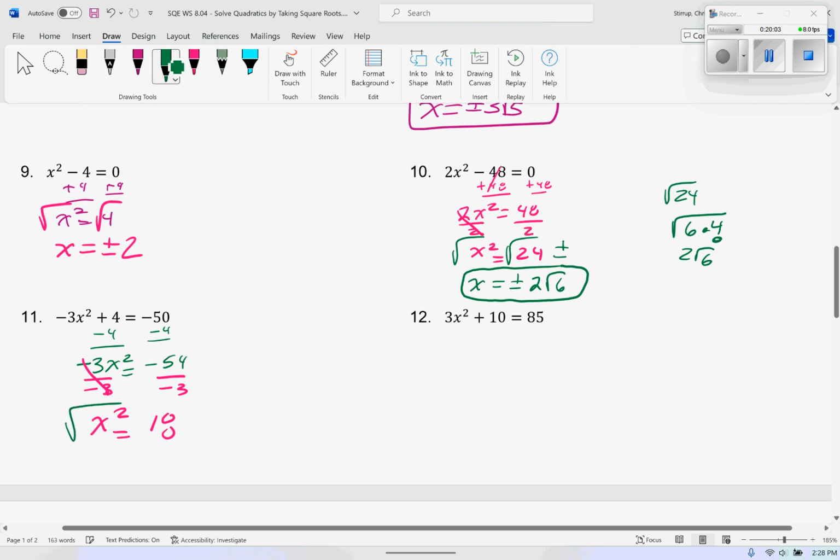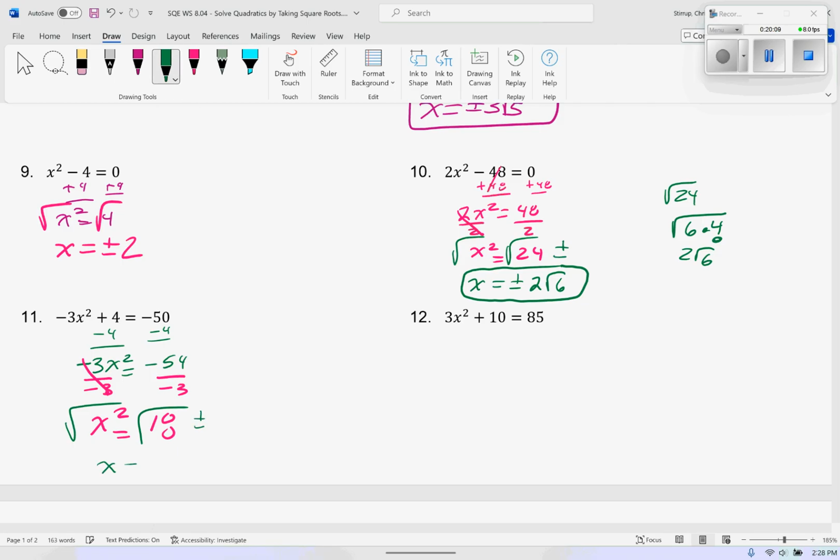Root. If I do root, what don't I want? What do I make sure I get with the number side? Plus minus. So x equals plus minus root 18 breaks down to what? 9 and 2. Square root of 9? 3. Done.